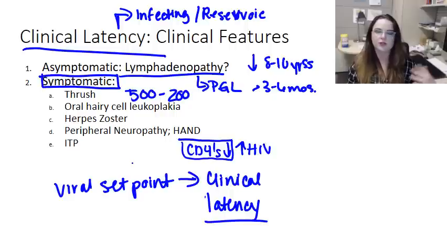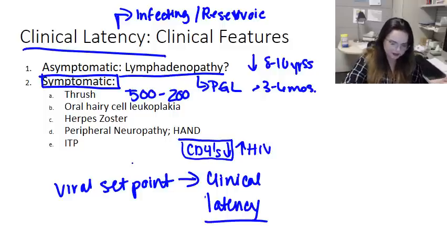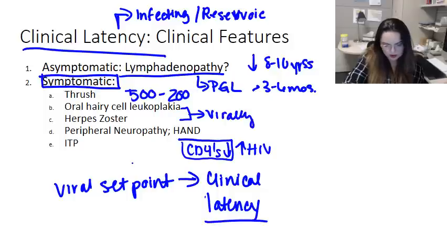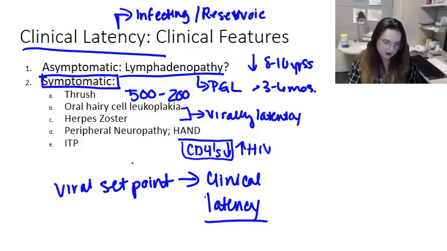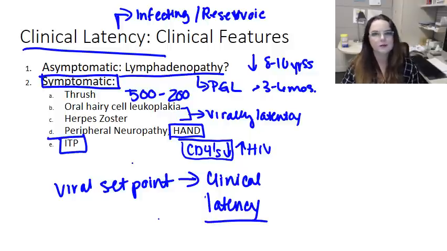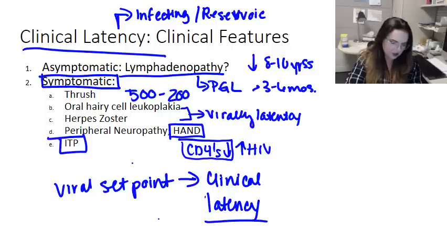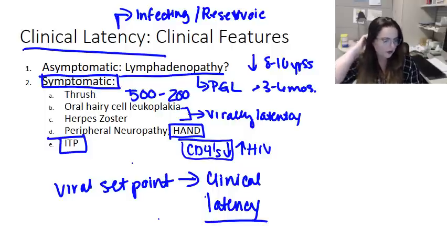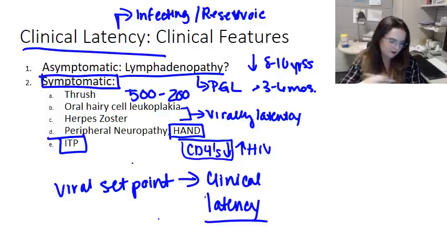There are things like thrush, which is caused by Candida, oral hairy leukoplakia, and herpes zoster, so basically viral infections that are already in you that your body is no longer able to control, so they're coming out of latency. Let's see, peripheral neuropathy. We can start to see the onset of HAND, so not HIV-associated dementia so much, because that's more of an AIDS-defining condition, but maybe some minor cognitive motor disorders. And then ITP is the other one that we sometimes see in HIV-positive patients who haven't quite reached a CD4 count for an AIDS diagnosis yet, but are kind of on their way there.